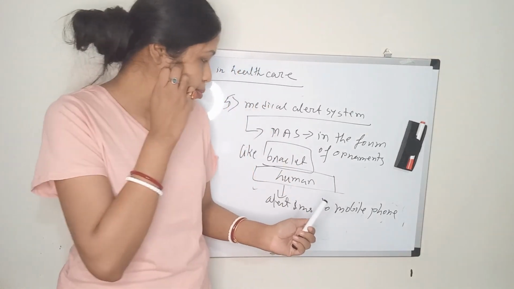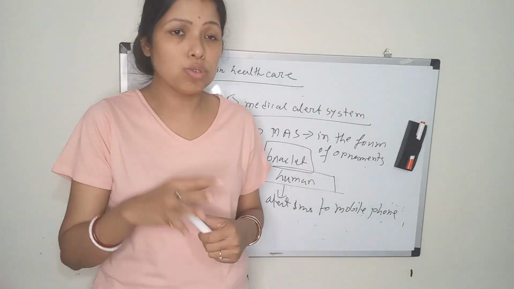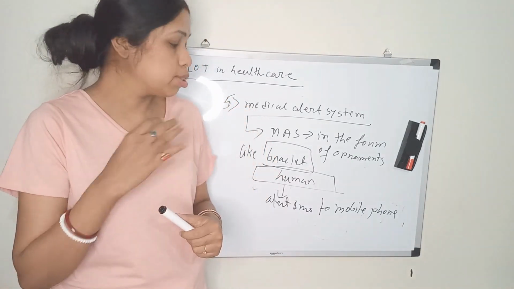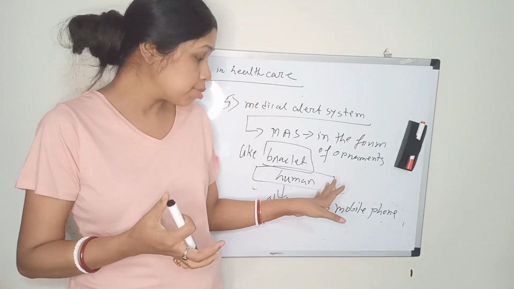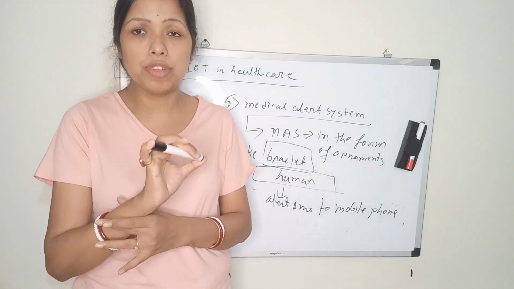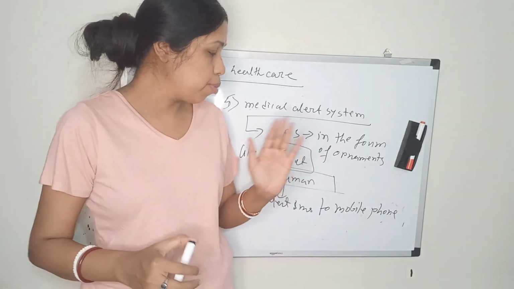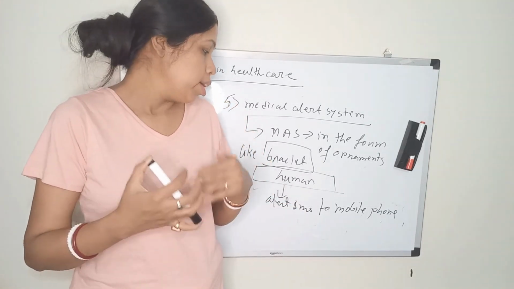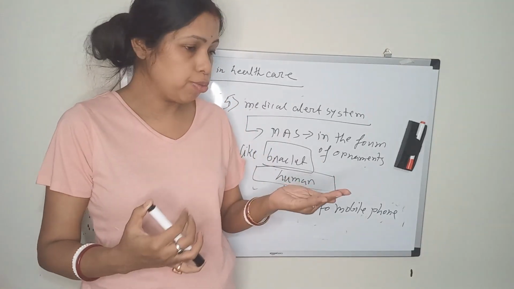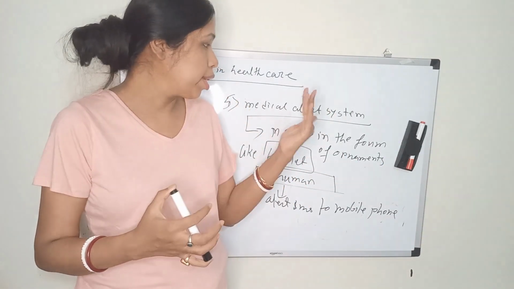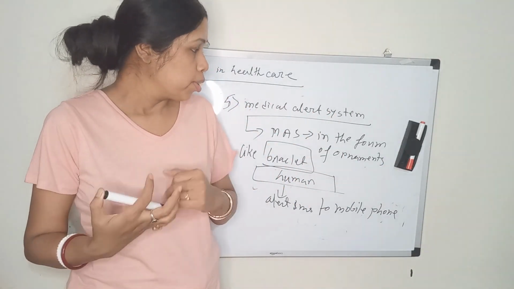Again, I'm repeating: the bracelet is one of the medical alert systems. This bracelet is placed on the skin of the human, and when the person is in an emergency, it will give the information to the mobile phone used by the other person. In this way the medical alert system can help, right?